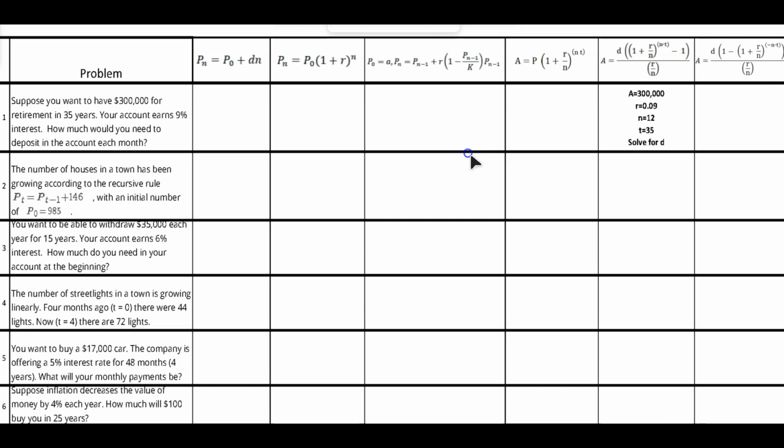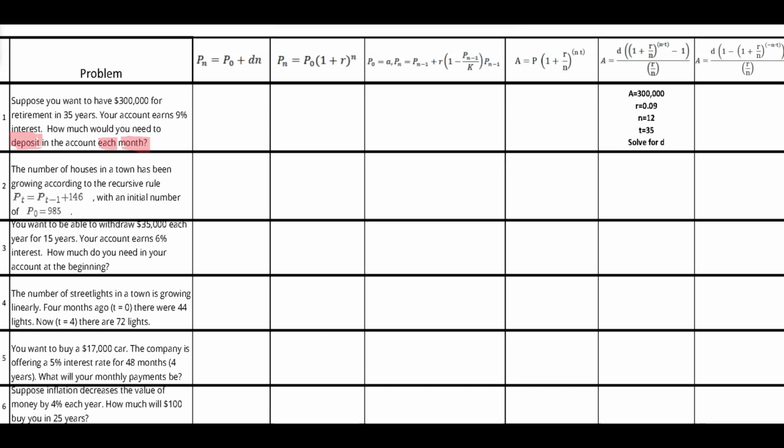This video is not going to show how to solve for them. This is just more of a which formula and what do we know. So let's start off with this first question, number 1. And I'm going to highlight the things that I think are important. Suppose you want to have $300,000 for retirement in 35 years. Your account earns 9% interest. How much would you need to deposit each month?